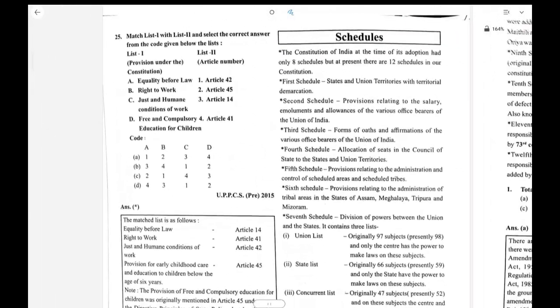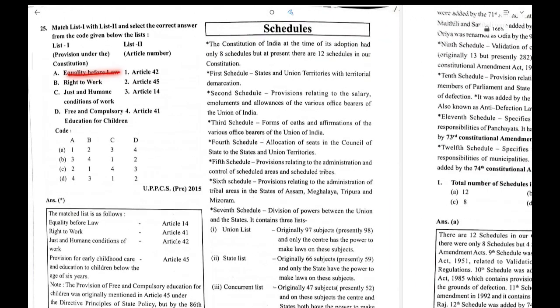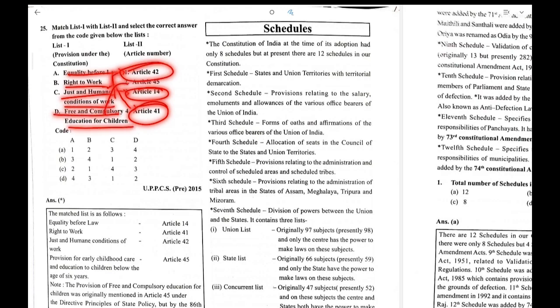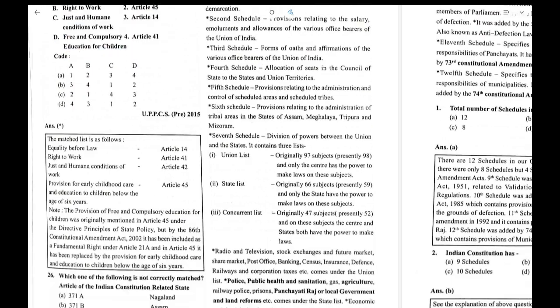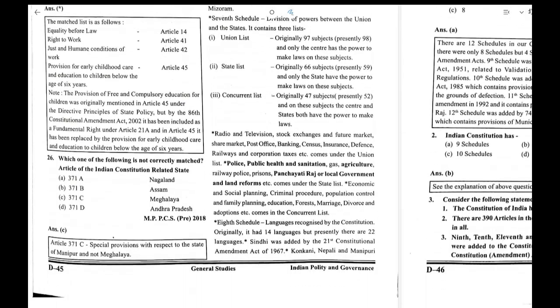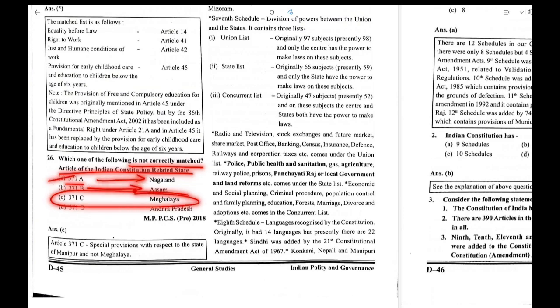Now, equality before law is mentioned in Article 14. Right to work is mentioned in Article 41. Just and humane conditions are mentioned in 42, whereas free and compulsory education is mentioned in 45. Now, which of the following is not correctly matched? So C is not correctly matched. 371A provides for Nagaland, 371B for Assam, 371D for Andhra, whereas 371C provides for Manipur, not Meghalaya.